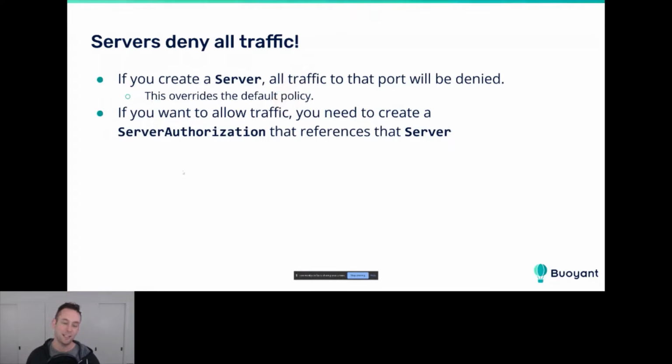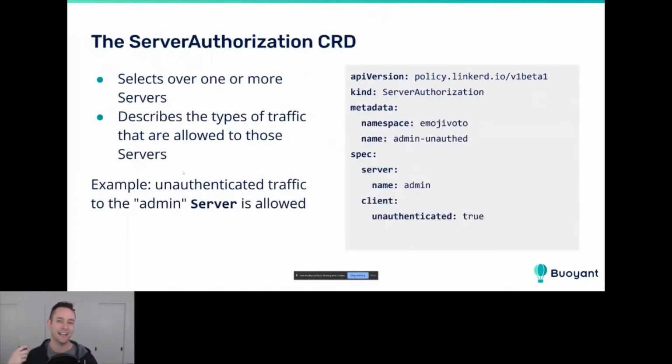But essentially you have to create a server authorization that references a server. This is going to sound weird, and it becomes a lot easier when we actually do it, right? A server authorization is kind of like a service object: you'll select pods based on labels, while a server authorization will select servers based on labels, right? So you select one or more servers and you describe the type of traffic that's allowed, right?